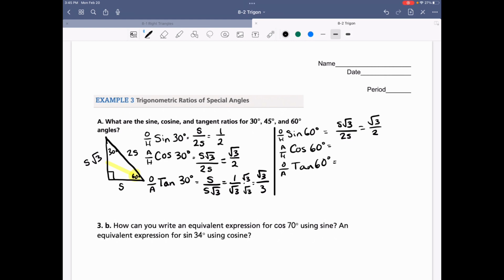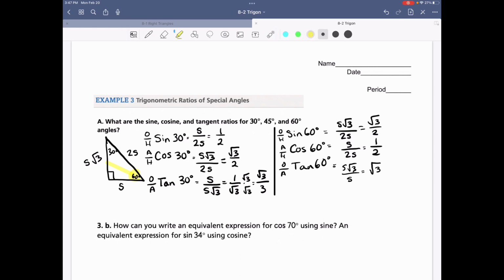The cosine of 60 is the adjacent side. So the adjacent side would be s. The hypotenuse is 2s, so we get 1/2 because the s's cancel. And for tangent, we have the opposite, which is s root 3, and the adjacent, which is s, so it just equals root 3, which is the inverse of 1 over root 3.